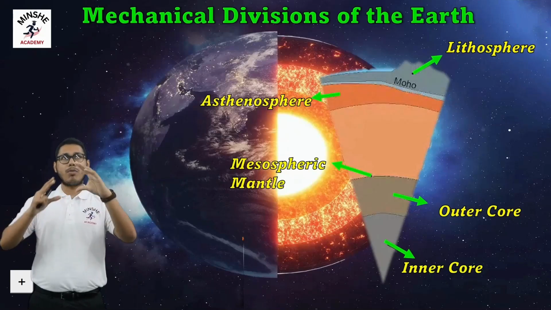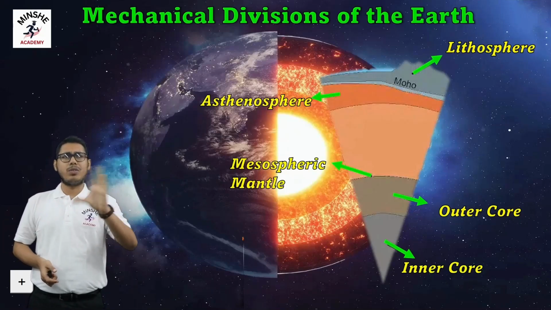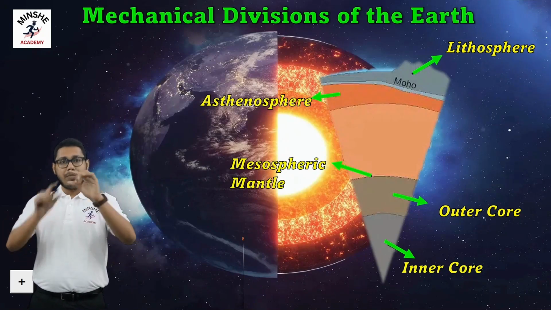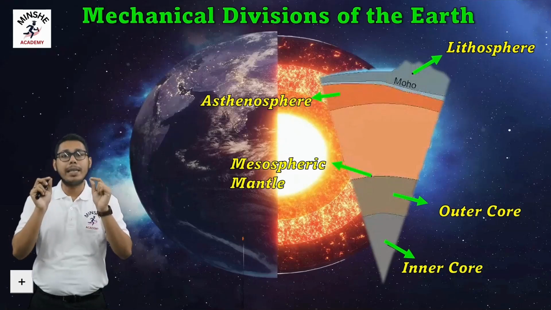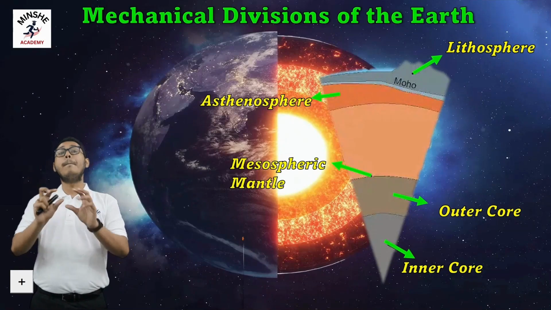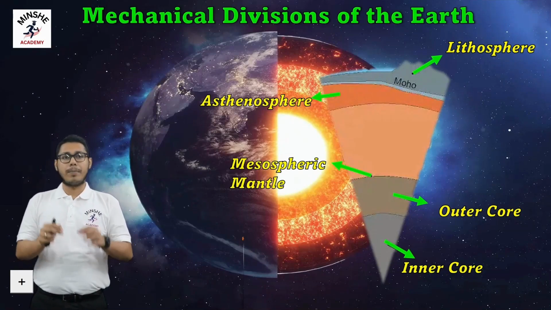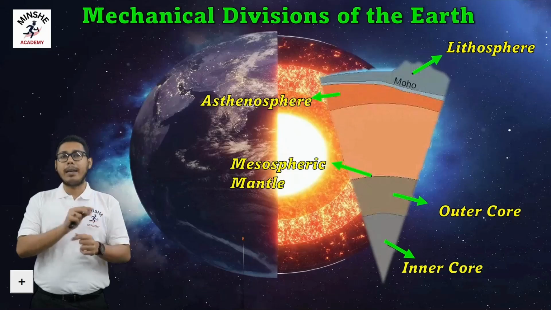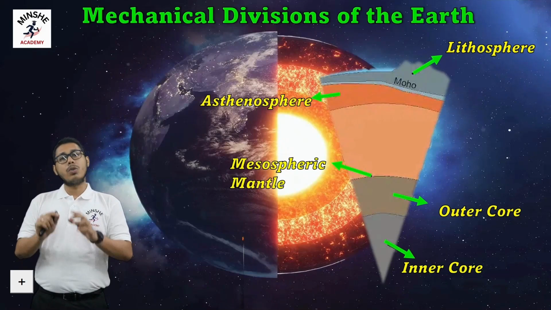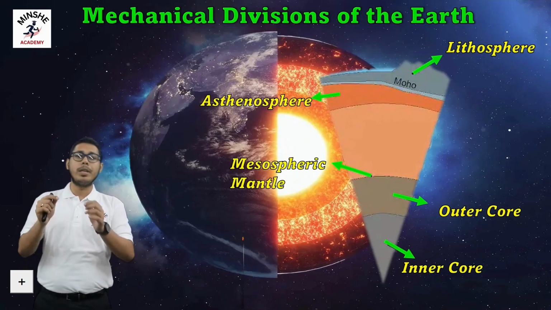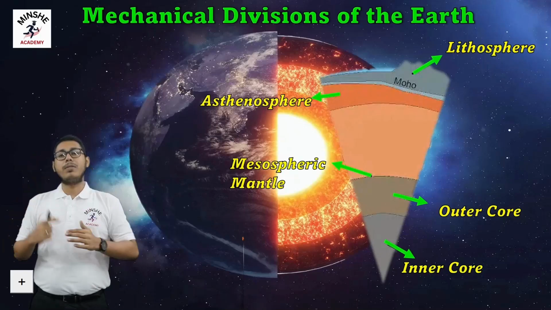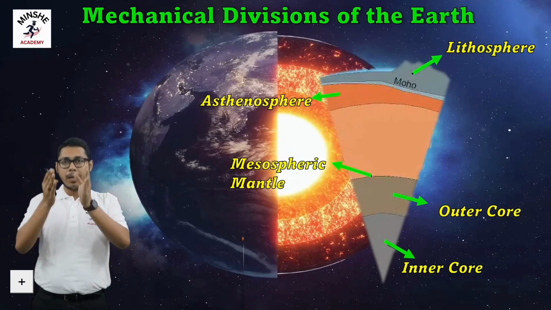The lithosphere is something which ranges from about 5 to 200 kilometers. Below that is the asthenosphere. The lithosphere is solid in shape or texture. The asthenosphere is in a molten state. The mesospheric mantle, the lower part, is solid in state. The outer core is liquid in state and the inner core is again solid in state. So on the basis of the difference in state that is observed, they are divided.